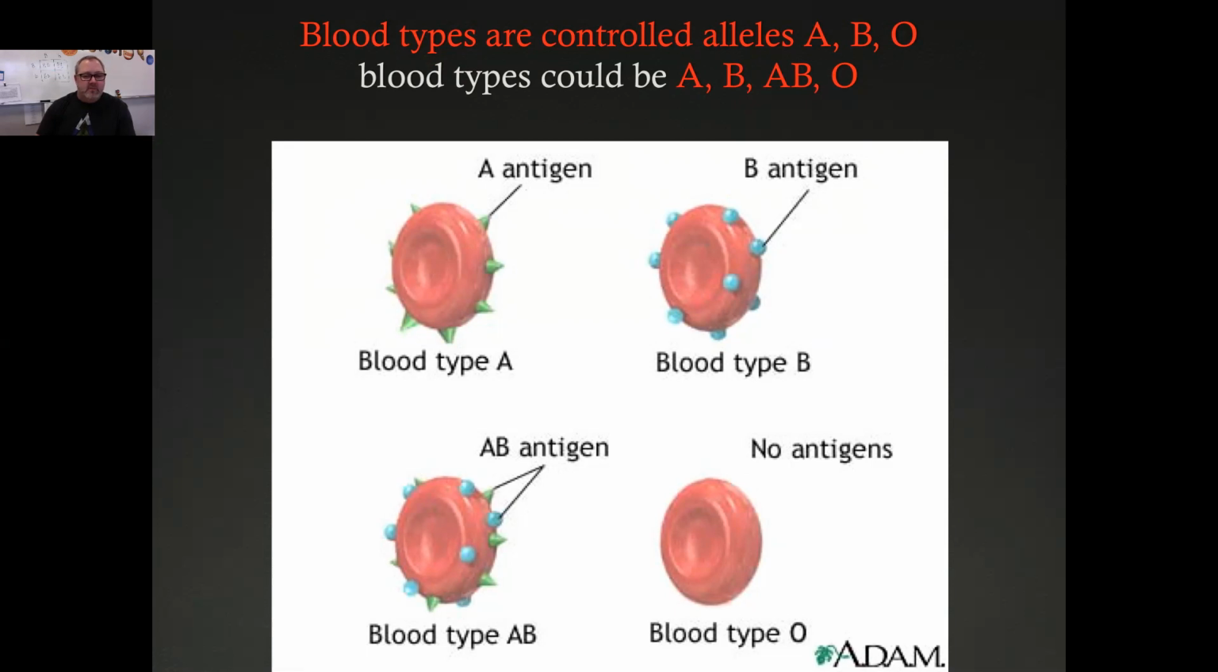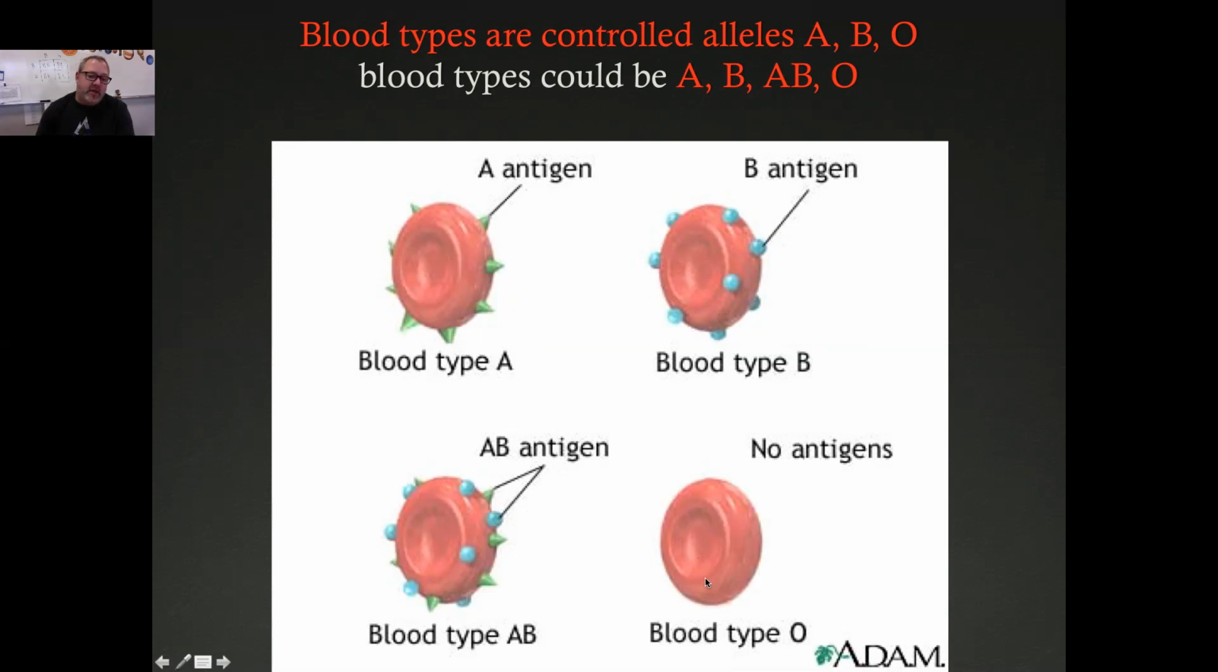Interestingly, we talk about donating blood and things like that. If you have blood type O, you are the universal blood donor. You can donate blood to anybody. If you have type AB, you can receive blood from anybody. But if you have type O blood, you can only receive type O.